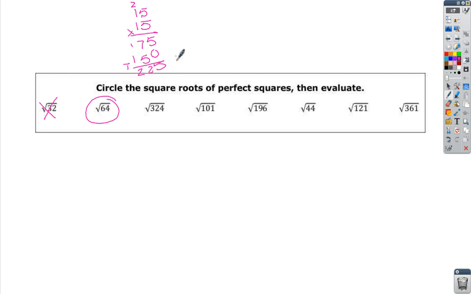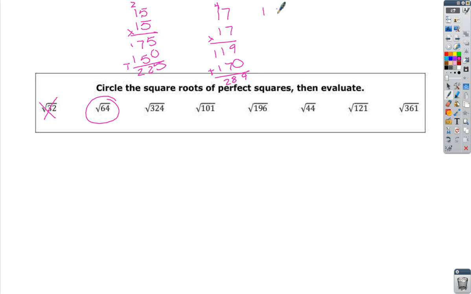So let's go to 17 times 17. 7 times 7 is 49, 7 times 1 is 7, plus 4 is 11. 1 times 7 is 7. 1 times 1, 9, 8, 2. So we're getting closer.